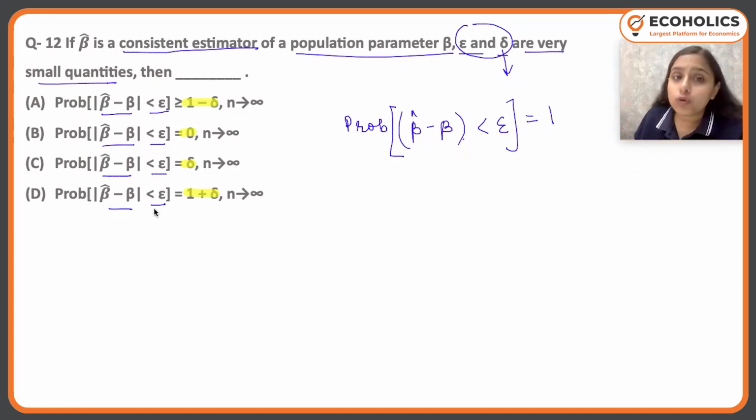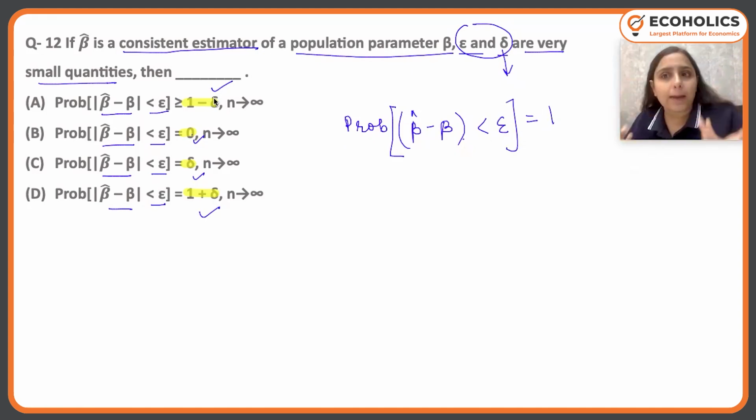So that is a consistent estimator. Now, if you go through all these options, which option is giving you the answer closer to this? 1 minus delta, 0, delta, or 1 plus delta? Now remember one thing, I won't choose 0 here because this probability can't be 0. I will not choose delta either. Of course, I want this probability to be 1. It means I want this probability to be on the higher side. I want it to always happen. So these 2 options are ruled out.